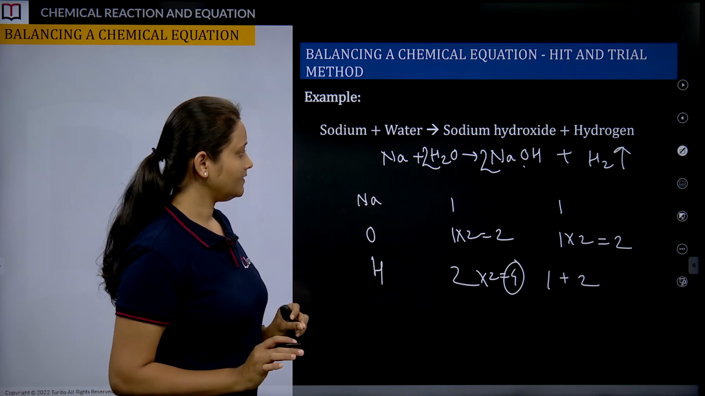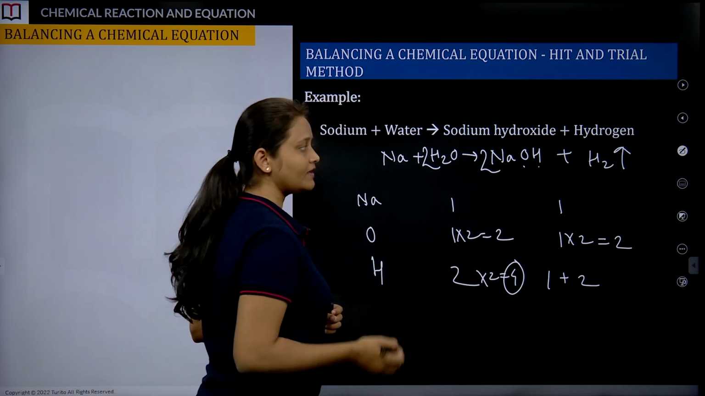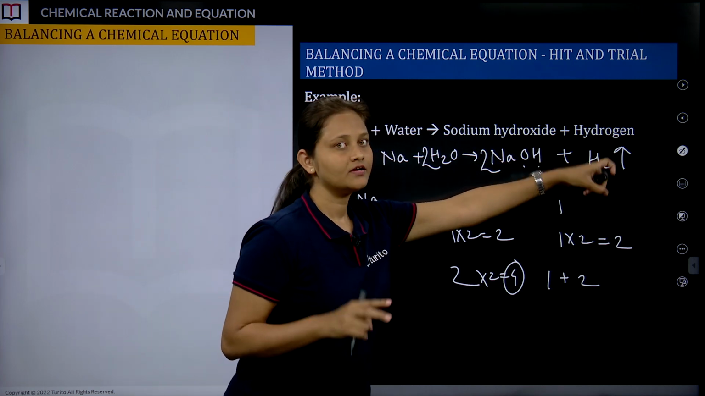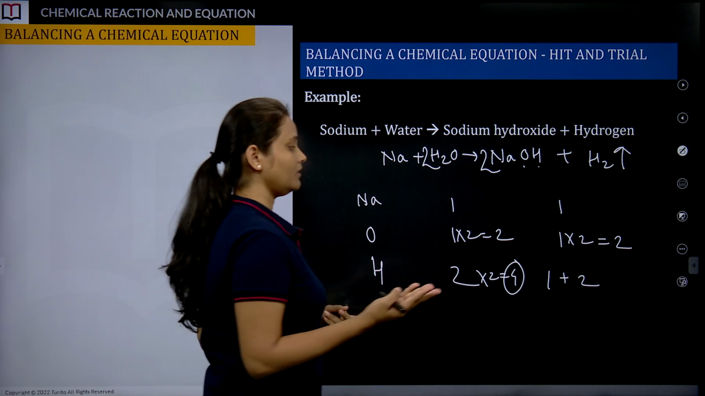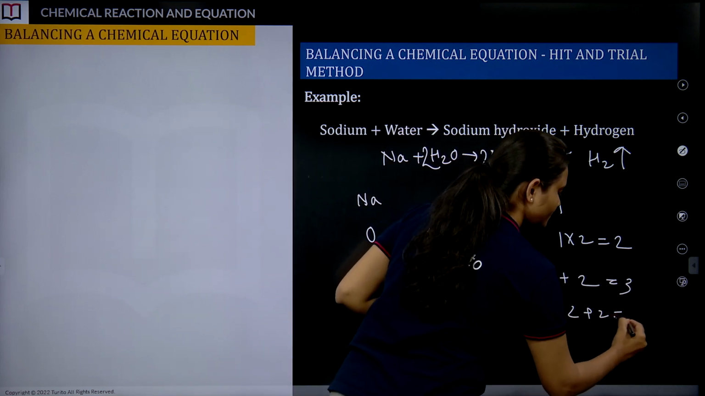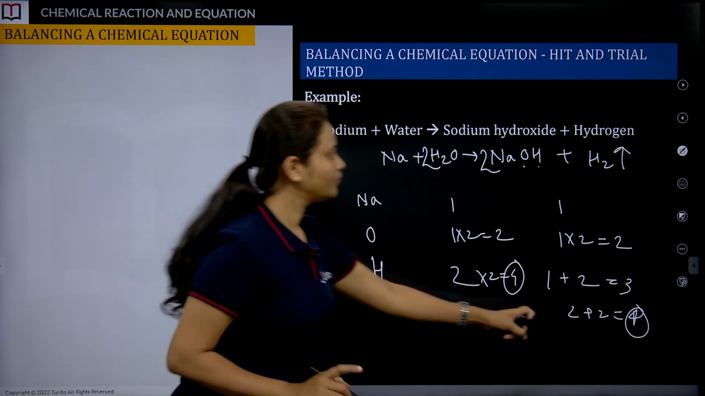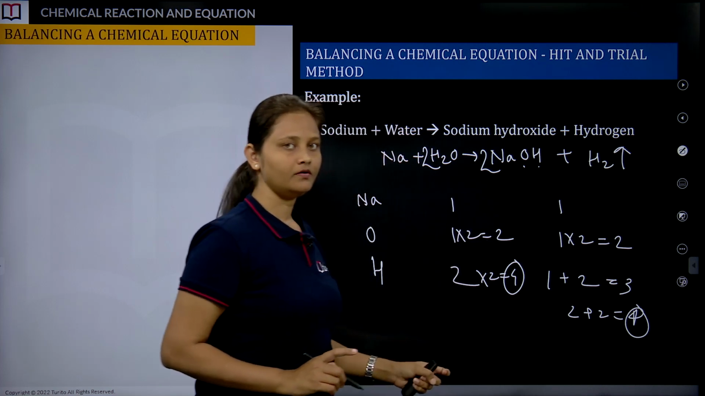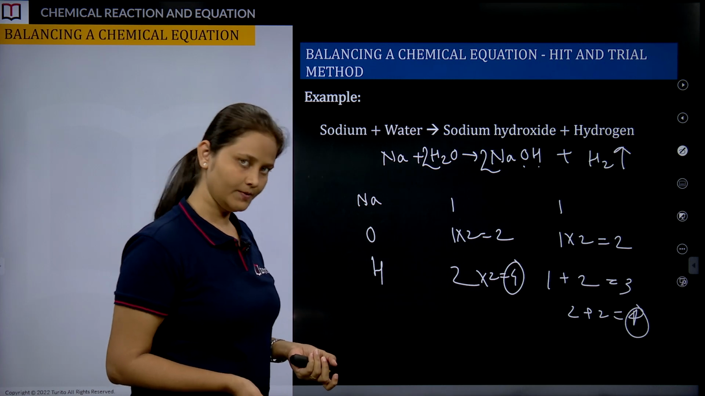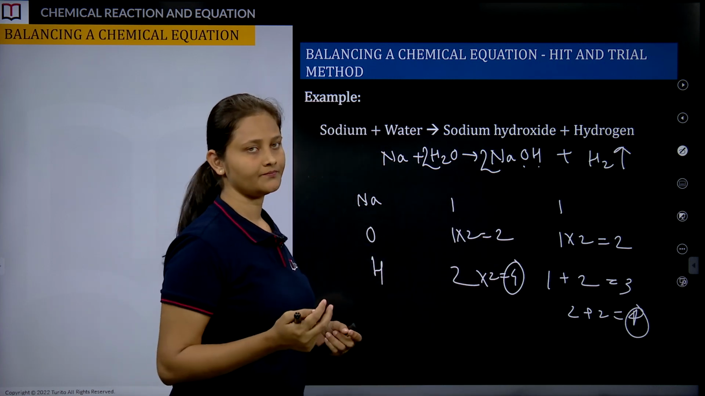But if we see, this 2 is applicable for hydrogen also. That means there are 2 hydrogens and 2 hydrogens from hydrogen gas. 2 plus 2, 4. So it's not 3 now. It is 2 plus 2, 4. Got it? 2 from the sodium hydroxide group and 2 which are there in the hydrogen gas. Why? Because we have added coefficient 2 here.